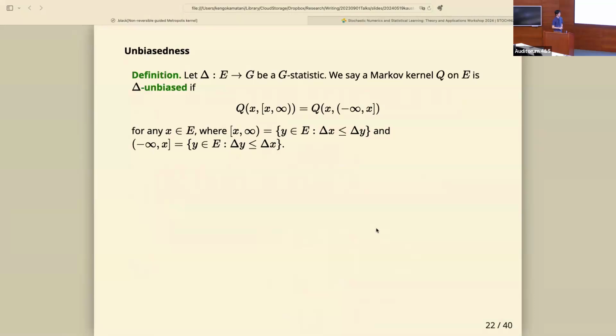And what is unbiasedness in this space? It's almost the same. So what does it mean? In this case, this means all elements which are bigger than x under this scale are the same as all elements smaller than x under this scale. So we say that if this condition is satisfied, Q is unbiased. So we are almost done. We define a nice unbiased kernel on the general space, but it's almost done.